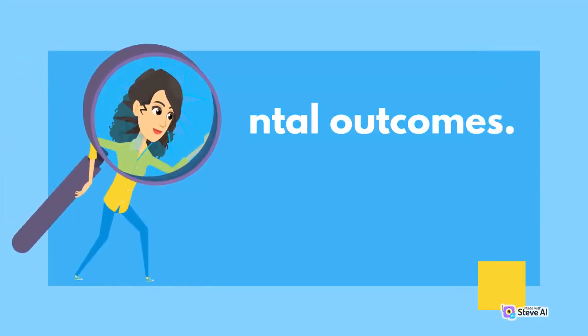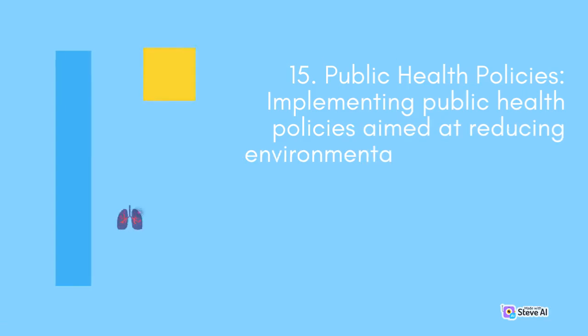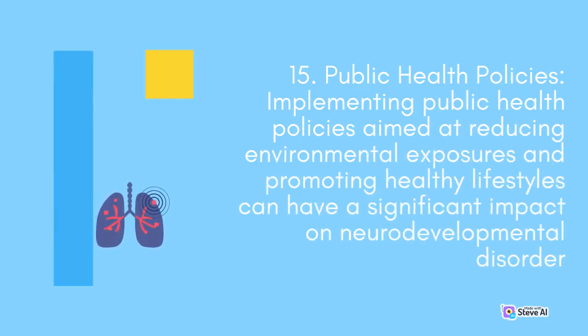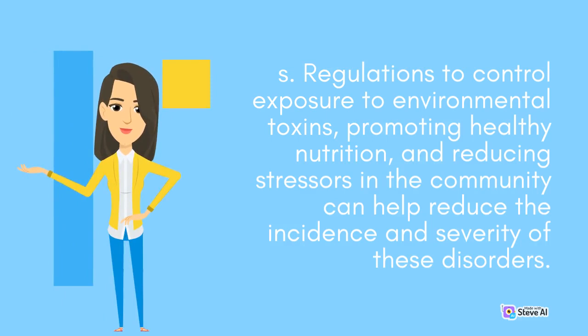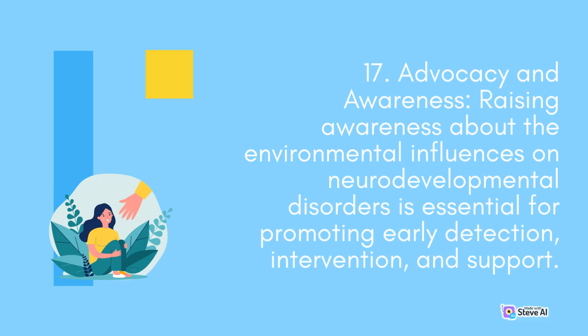Outcomes. Public health initiatives. 15. Public health policies. Implementing public health policies aimed at reducing environmental exposures and promoting healthy lifestyles can have a significant impact on neurodevelopmental disorders. Regulations to control exposure to environmental toxins, promoting healthy nutrition, and reducing stressors in the community can help reduce the incidence and severity of these disorders. 17. Advocacy and awareness. Raising awareness about the environmental influences on neurodevelopmental disorders is essential for promoting early detection, intervention, and support.